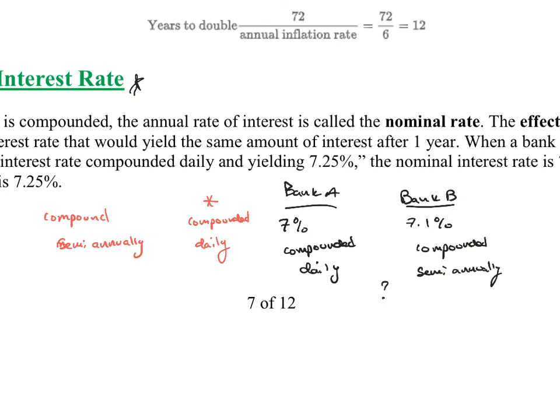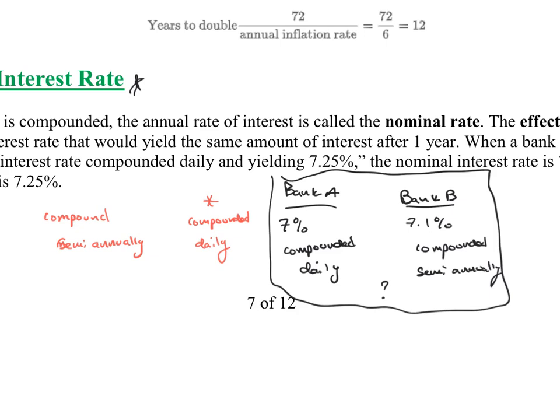This is where we're going to get the formula and complete the problems on the next page. But this is the general idea. Which one of these two banks do I invest in? Bank A with a lower interest rate but better compounding period, or Bank B with a higher interest rate but a lower compounding period? We're going to figure out how to compare those two using the effective interest rate formula.